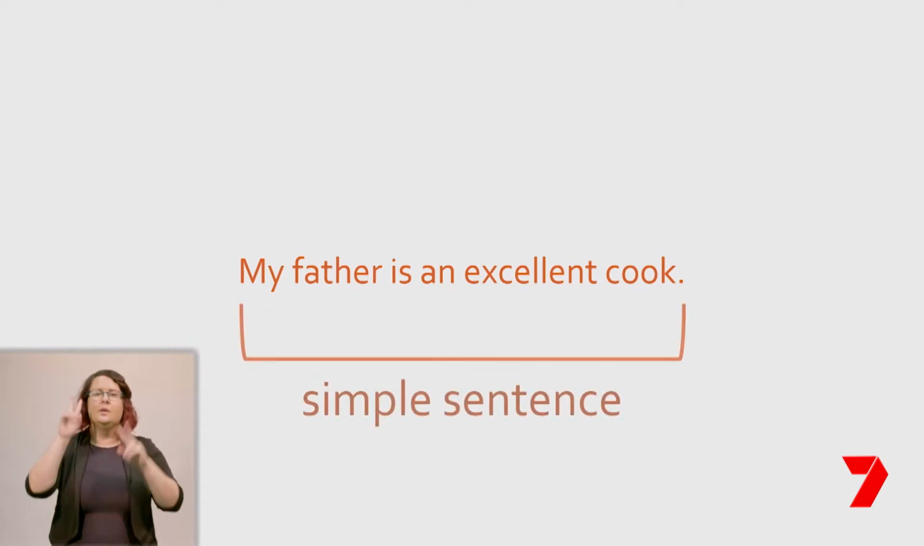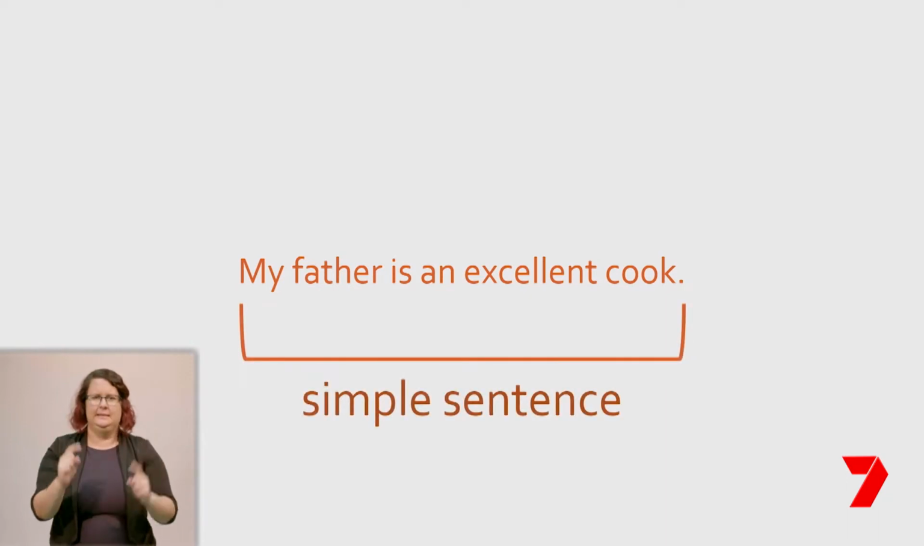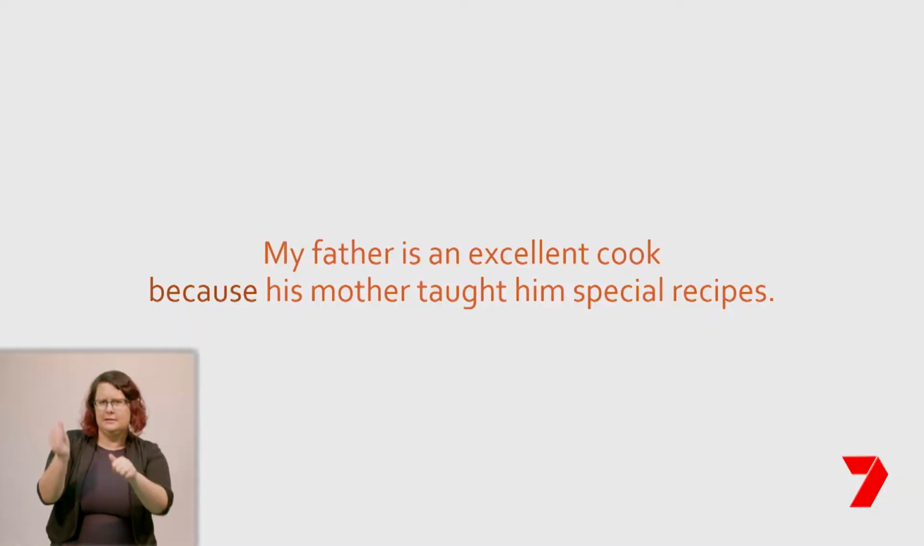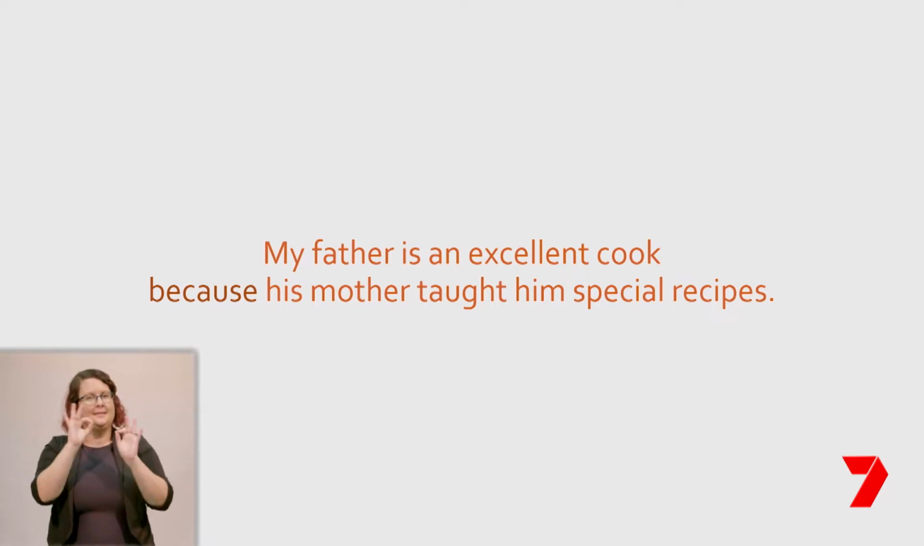This is a simple sentence. Let's look at another sentence. It's a complex sentence. And remember, complex sentences have more than one clause, and they can give reasons why a point of view should be believed. The word because can be used to link the opinion and the reason together. My father is an excellent cook because his mother taught him special recipes.